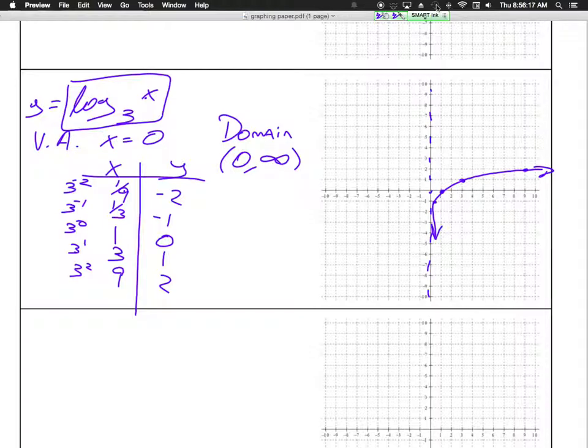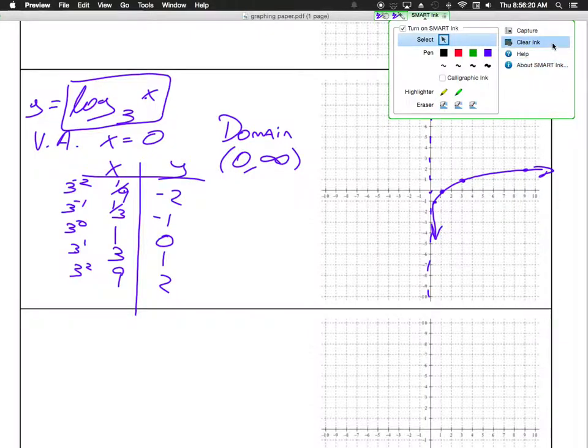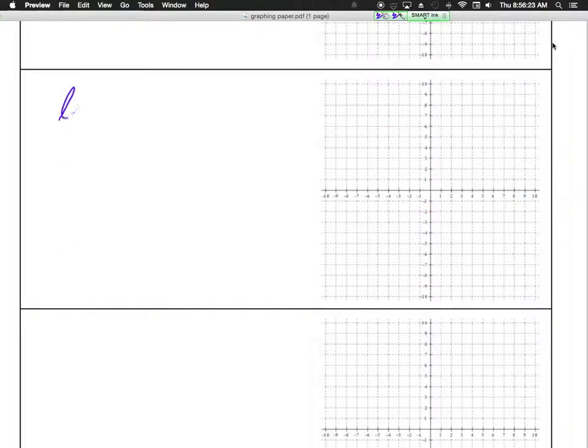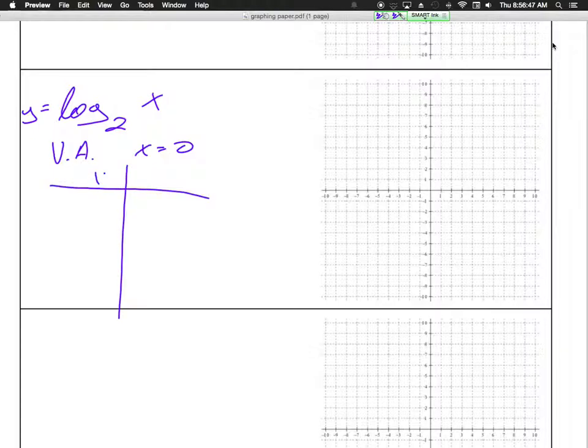So let's try another basic one before we get into the shifts to make sure we've got it. All right, so let's do y equals log base 2 of x. Again, like I said, there's no shifts, and since there's no shifts, that means my vertical asymptote is going to be x equals 0. So this time, let's work on the x values first, and then we'll get the y's from that. So what x values do I need to choose?